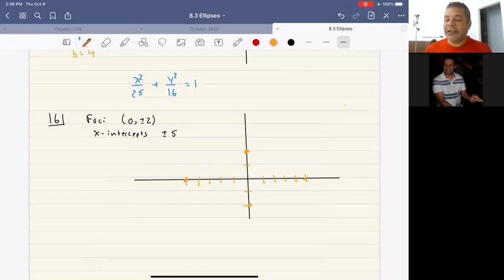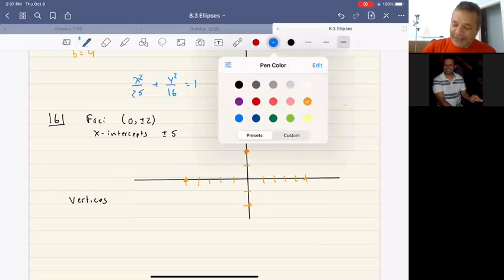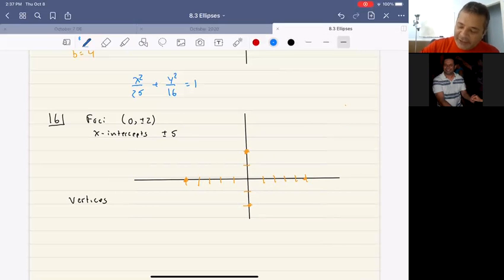Now we have to decide what the y-intercepts, or the vertices, are. Now we know which one is the biggest one. It's got to be the vertices. So what we basically have is y squared over, we don't know a yet, plus x squared over 5 squared, which is 25, equals 1.